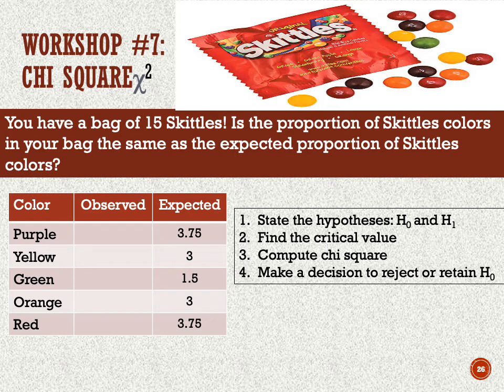All right. So you have a bag of 15 Skittles, and you want to know, is the proportion of Skittles colors in your bag the same as the expected proportion of Skittles colors? So in this case, I just went ahead and gave you the expected values, the expected frequencies for each color. So you don't have to worry about computing them from the percentages or anything like that. So the first step is going to be to state the null hypothesis and the alternative hypothesis. You can do that on your own. I'm going to move on to step 2.